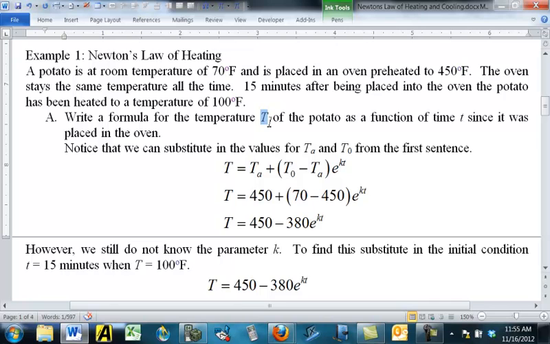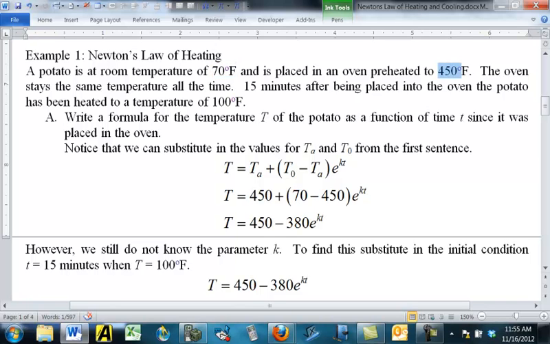T in general is the amount of minutes, let's do it in minutes, after being placed in the oven. Now the first sentence right here tells you enough that you can figure out two of the constants. Room temperature of 70 degrees Fahrenheit is the initial temperature when it's placed in the oven. So that's T sub 0 is 70. So you can see I substituted 70 there.